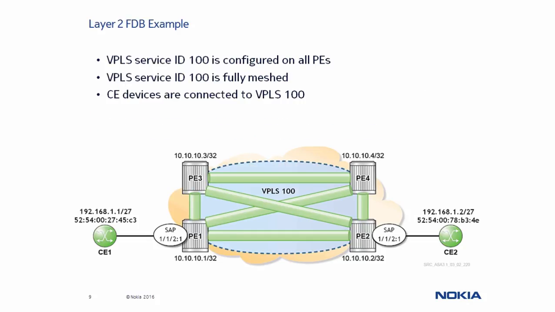Okay, so next we will move to our lab environment. There we will have VPLS 100 configured on the PE routers and is fully meshed. By running pings between the CE routers, we will be able to verify the creation of each PE router's FDB.